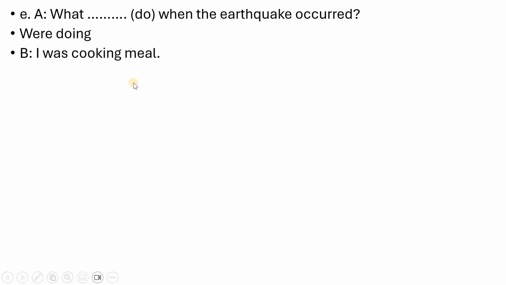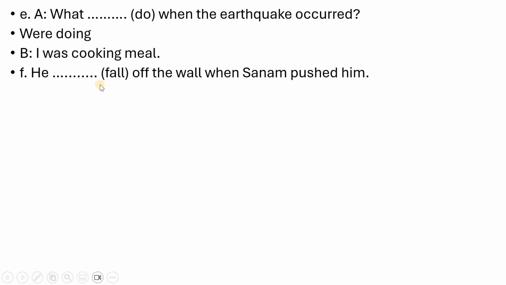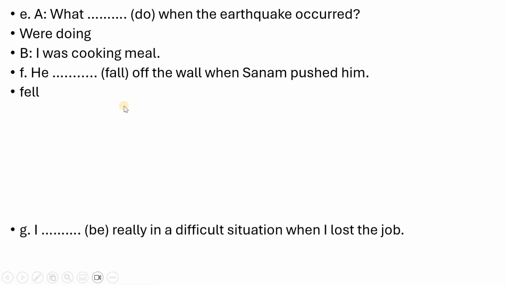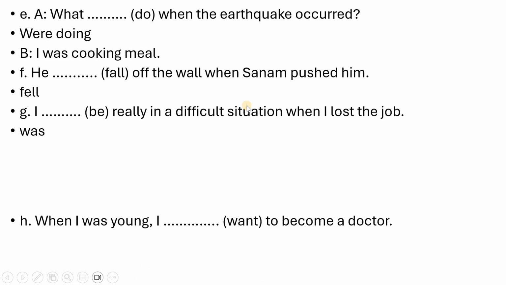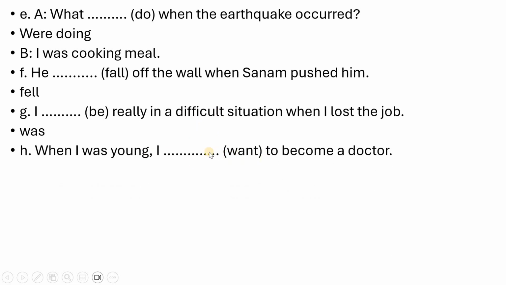I was cooking a meal. Next one. He fell off. This is okay. Two actions happen together. He fell off. Now, it was really difficult when I lost the job. I was really in a difficult situation. Next one. When I was young, I wanted to become a doctor. So I wanted an aim in life in the past.